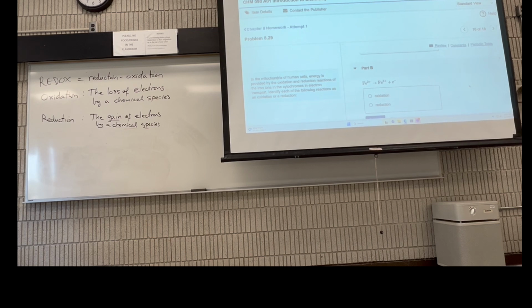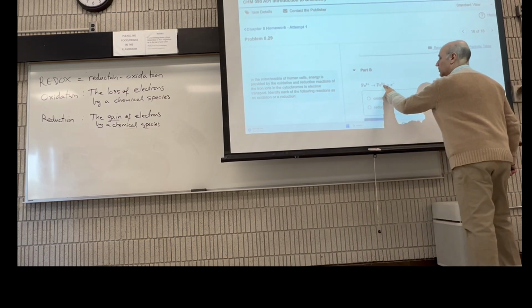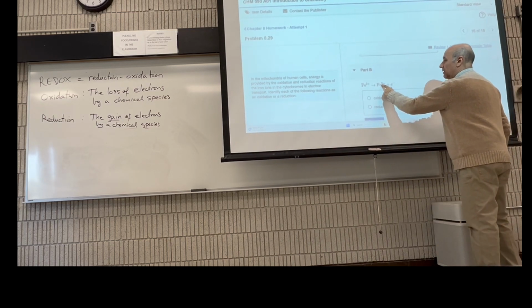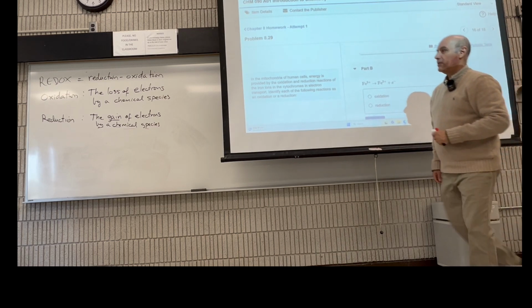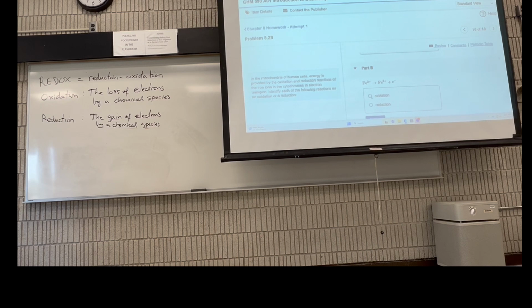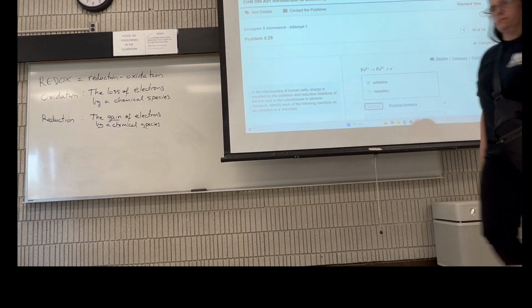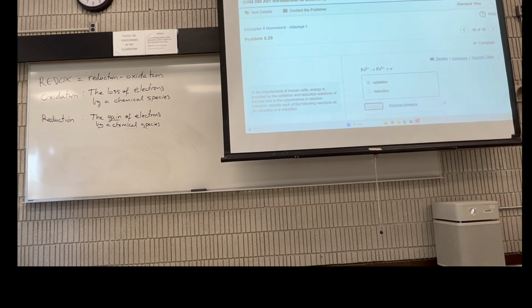Let's take a look at this one. It's kind of like the opposite. It's going from 2 plus to 3 plus. So the charge is increasing, but it's actually losing an electron. So we have a loss of electrons. Loss of electrons, oxidation. So we're going to say, do you agree? Yes. It is an oxidation. And that's that for that question. You can replace that with any element, and as long as you stick with those two definitions, you're going to be okay.